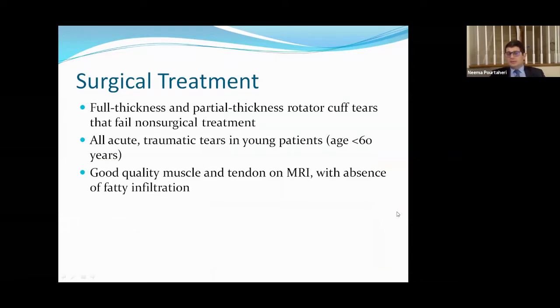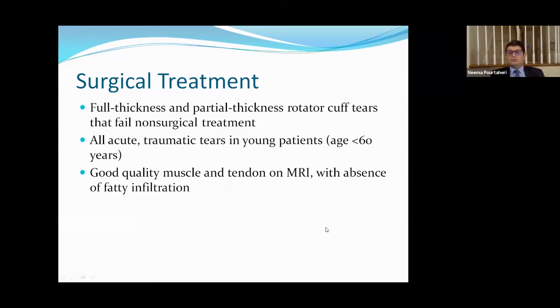So surgical treatment. Who gets surgical treatment? Full thickness and partial thickness rotator cuff tears that fail to respond to non-surgical treatment like therapy, medication, rest. Also very important to note, all acute traumatic rotator cuff tears, particularly in folks under the age of 60, should be treated operatively. The reason being is the tendon was attached one day and then through trauma, the next day it's not. And these folks do not respond well to non-operative treatment.